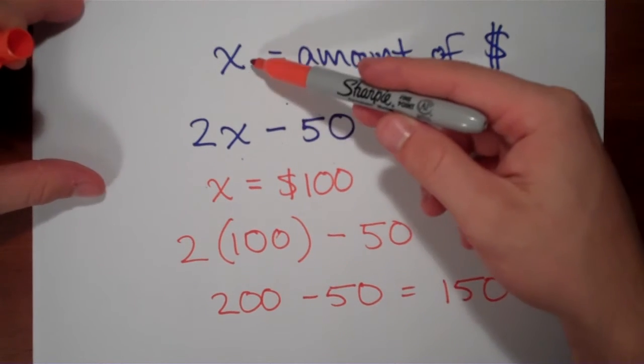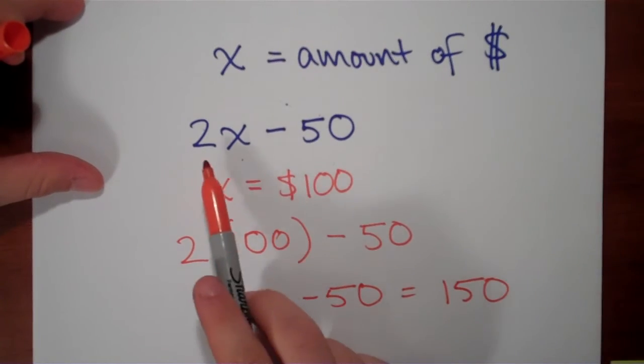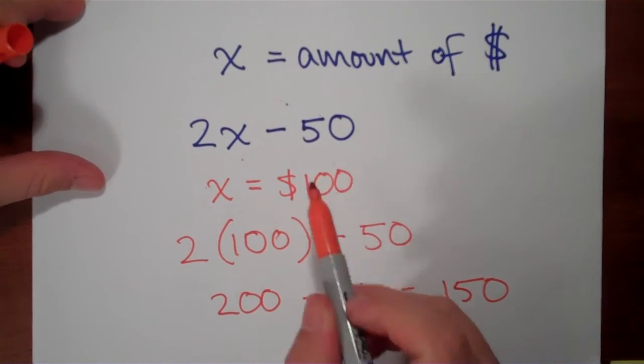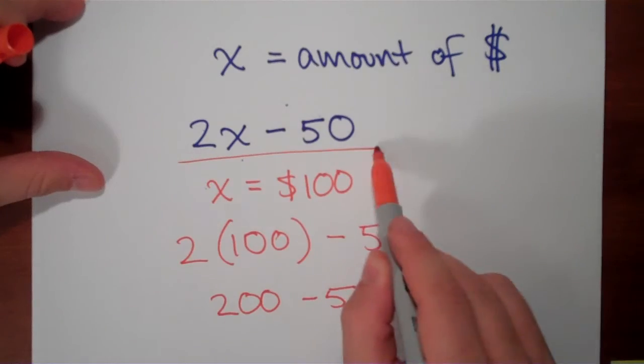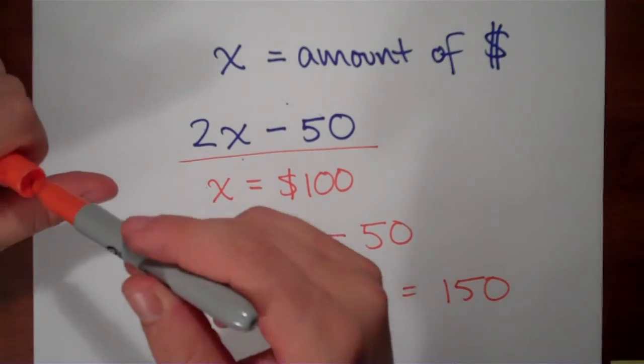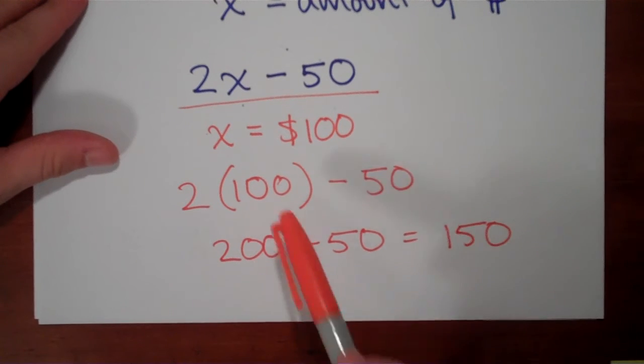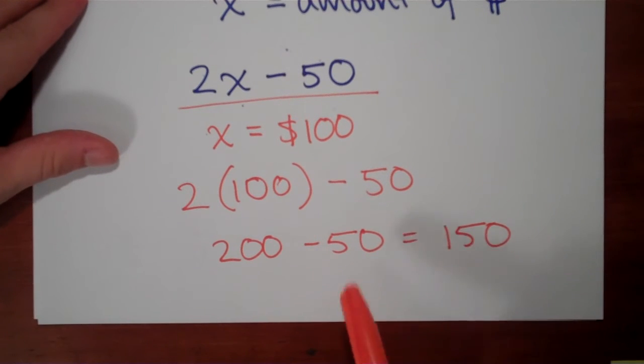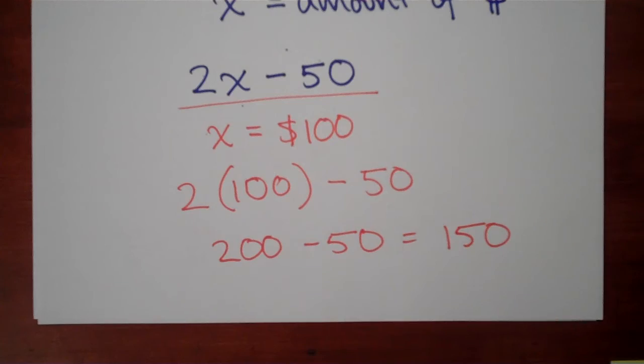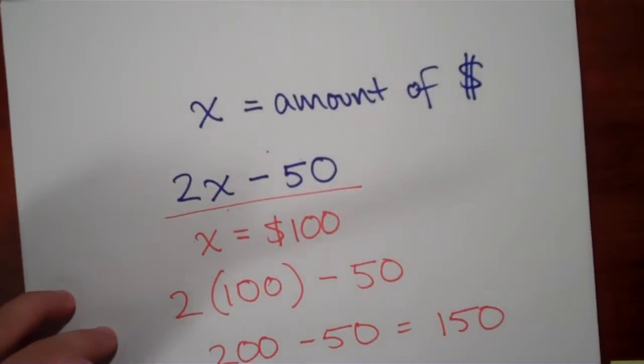So again, she started with X. Her dad doubled it. She's at 2X. She took away 50. That's our algebraic expression. And then for an example, I plugged in an X value to evaluate it. Let's say X was 100. We plug it in. We get 200 minus $50. Now she has $150 left. Alright, let's do one last one.